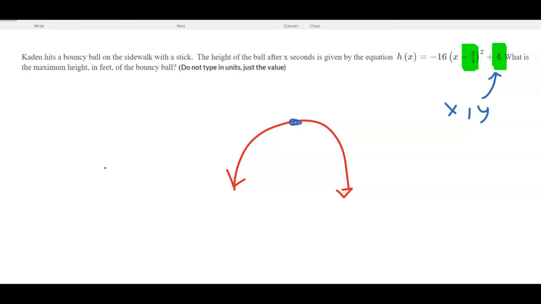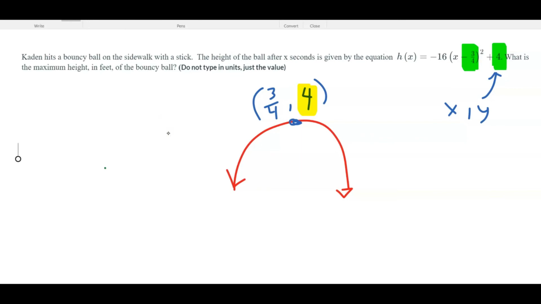In this case, it's a bouncy ball, but they say that the highest point, the vertex, was at 3/4 and 4. That's the highest point, and y is always how high. If we're talking about the vertex, y is the height, the maximum height, and if it was the other way around, the vertex would be the lowest point.